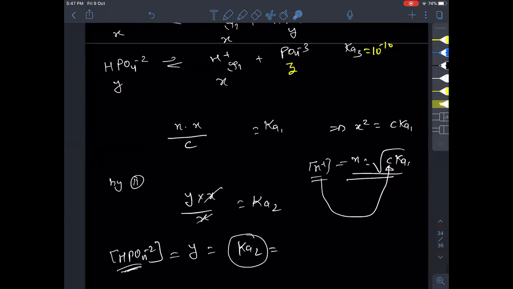We can illustrate this with the help of an example. A very popular example is the case of H2S. Say for example, H2S is having the Ka1 and Ka2 values as 10 to the power minus 7 and 10 to the power minus 14. I'm just considering these two figures. Now, if the concentration is 0.1 molar, then what is the pH of its aqueous solution? So how to solve it?